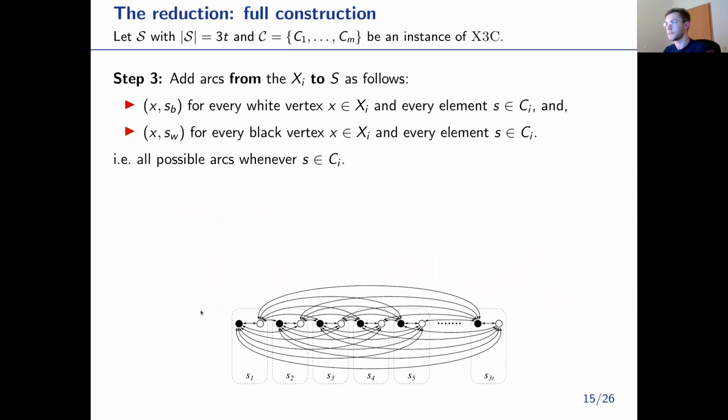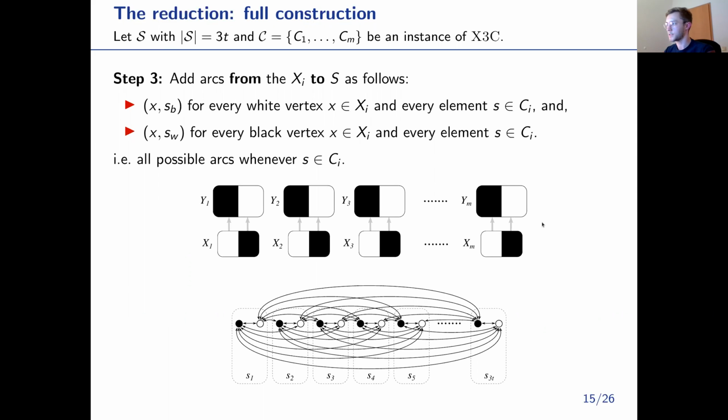So to recap, we have done something for the set S, and also for the subsets of S in the set C, which are the M gadgets. And now we have to model somehow the relationship between the two. So remember, each of these subsets contains exactly 3 elements of S. So what I'm going to do is add all possible arcs from some gadget to an S vertex whenever the corresponding S vertex is part of the corresponding set in C. So this looks like this.